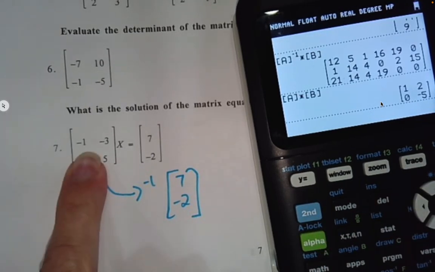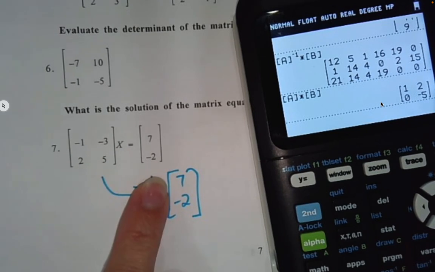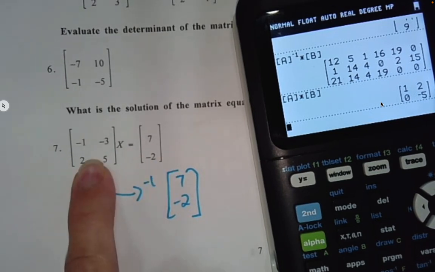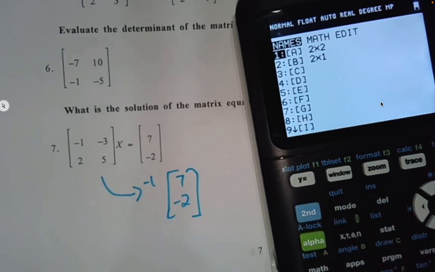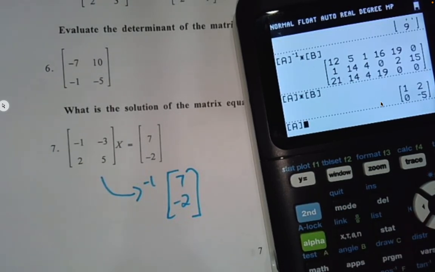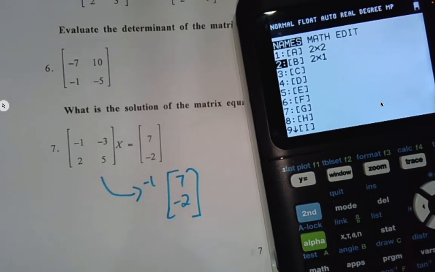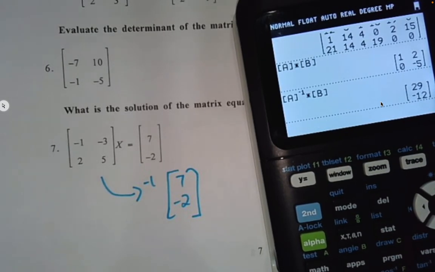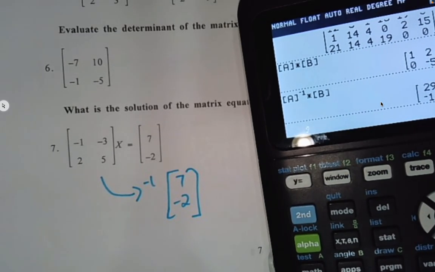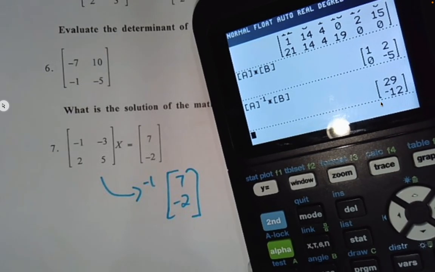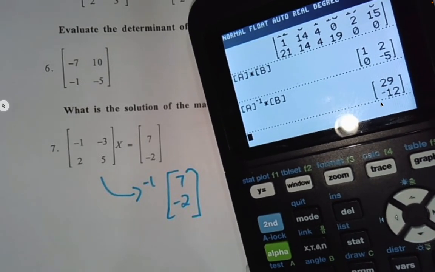Now again, to move that, we have to inverse it. So I called that matrix A, and I call this matrix B. So I'm going to do A inverse times B. And 29, -12. That's the answer. Is everybody good with that? Yeah?